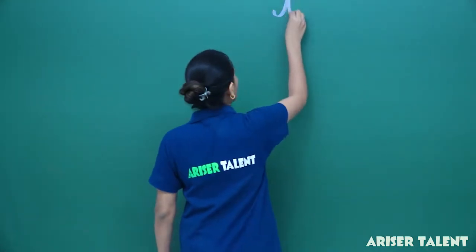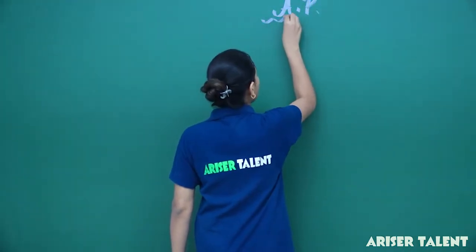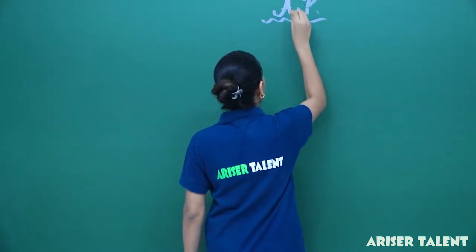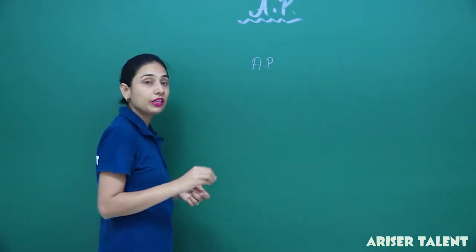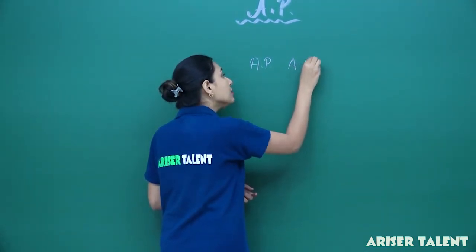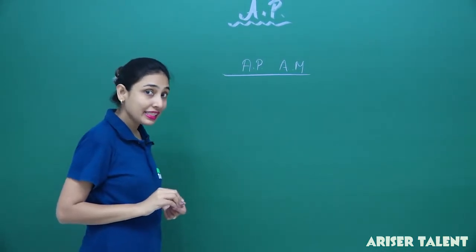We are discussing our chapter Arithmetic Progressions. In this, we have gone through the theory part, understood arithmetic progression, and talked about the formulas and the properties of arithmetic progression. After AP, we have discussed AM, which is arithmetic mean, my dear students.